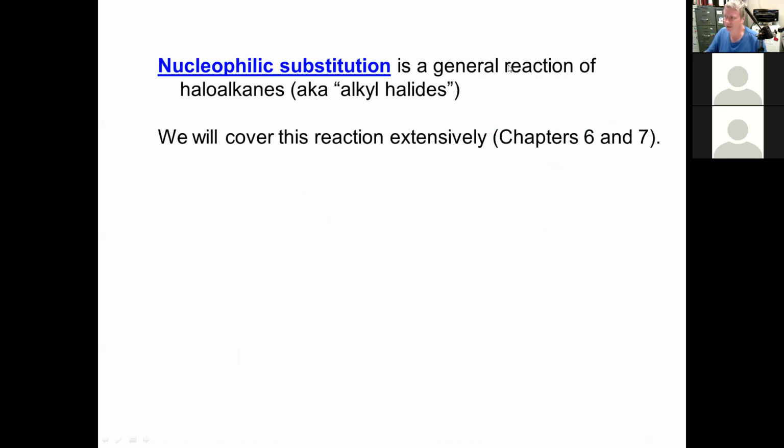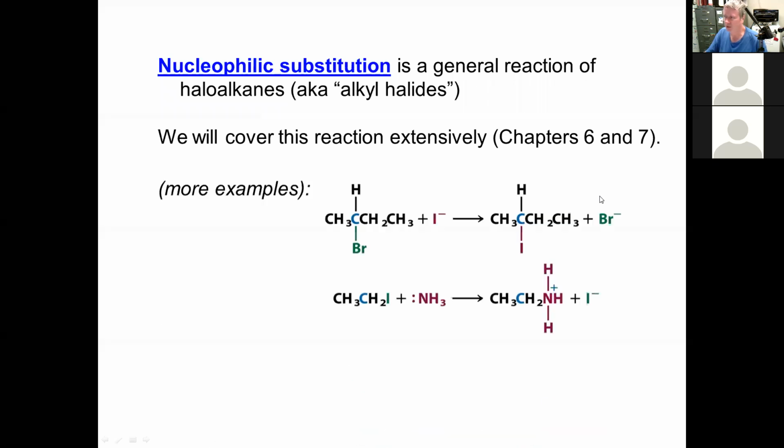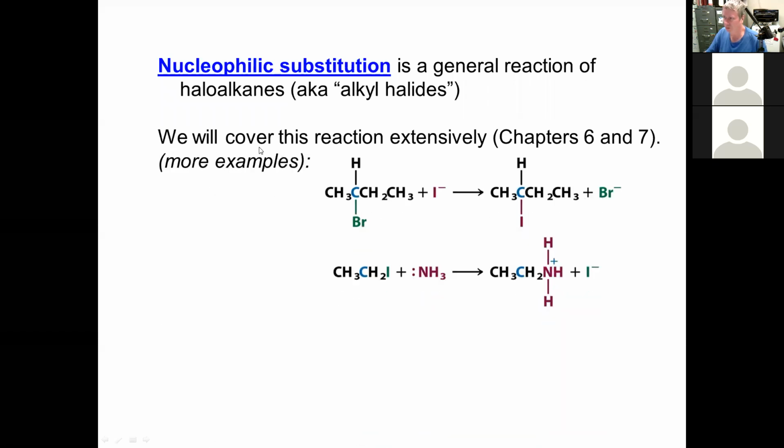So nucleophilic substitution is the general class of reactions of haloalkanes. A haloalkane is the thing with a halogen: chlorine, bromine, iodine. They're also called alkyl halides. We'll cover that extensively in chapters 6 and 7. More examples. This is a molecule with 4 carbons and a Br, and an I minus. It forms this product. And what about this one? It's 2 carbons, iodine, and NH3, which is also a nucleophile. So iodide and NH3 are both nucleophiles. And that forms this product.